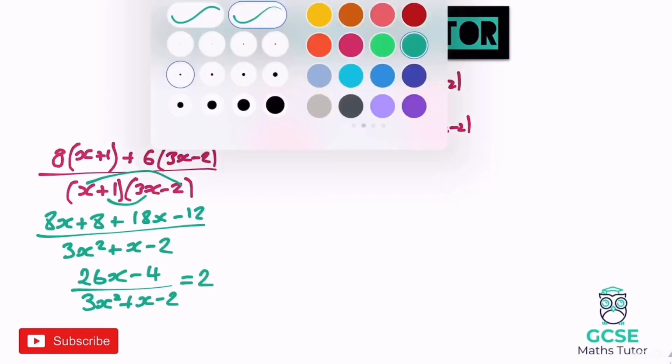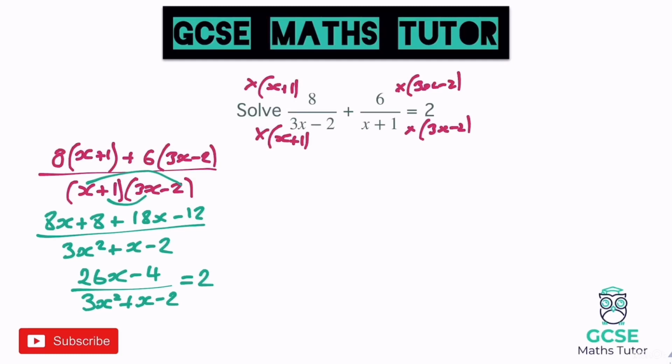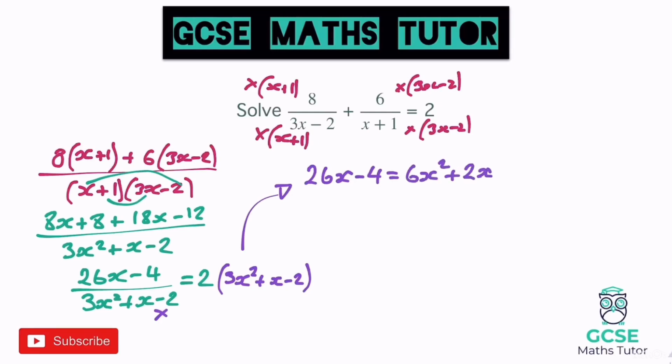Now we can go about actually getting this into a single line equation and removing this denominator. So I'm going to times both sides by this denominator here. I'm going to times that over, and that's going to put it next to this 2. So it's going to be 2 lots of 3x squared plus x minus 2. So if I rewrite this now as a single line, let's bring it up here, we get 26x minus 4 equaling, and let's expand this bracket here, 6x squared plus 2x minus 4.